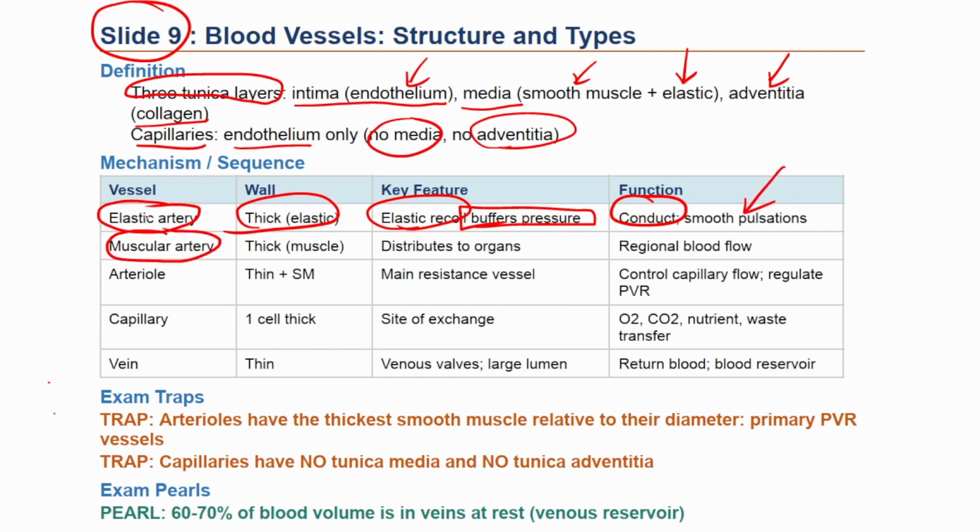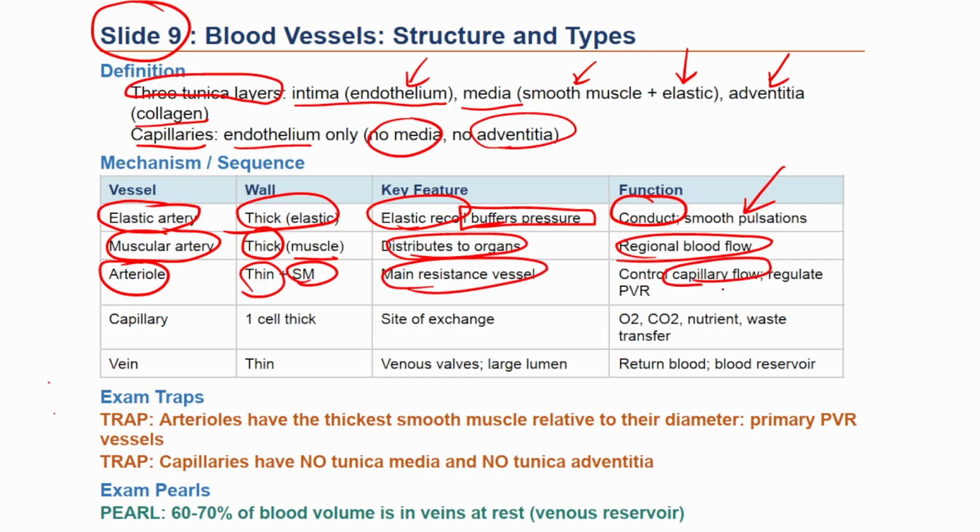Muscular arteries feature a thick muscular wall specialized to distribute blood directly to target organs and regulate regional blood flow. Arterioles combine a thin wall with smooth muscle to act as the primary resistance vessel of the human body, serving to control capillary flow and regulate peripheral vascular resistance.